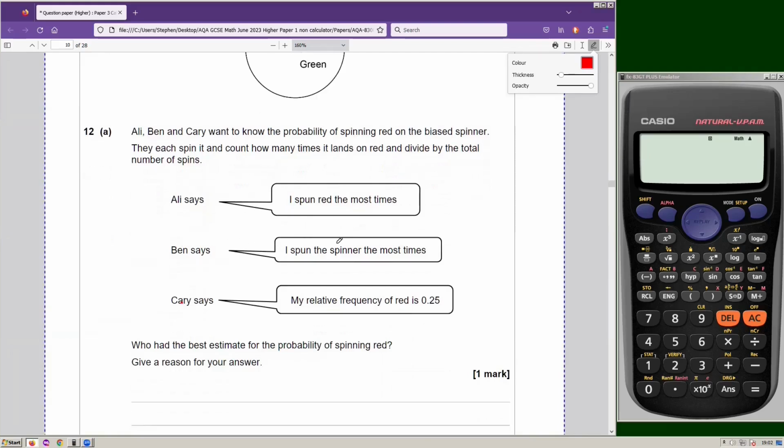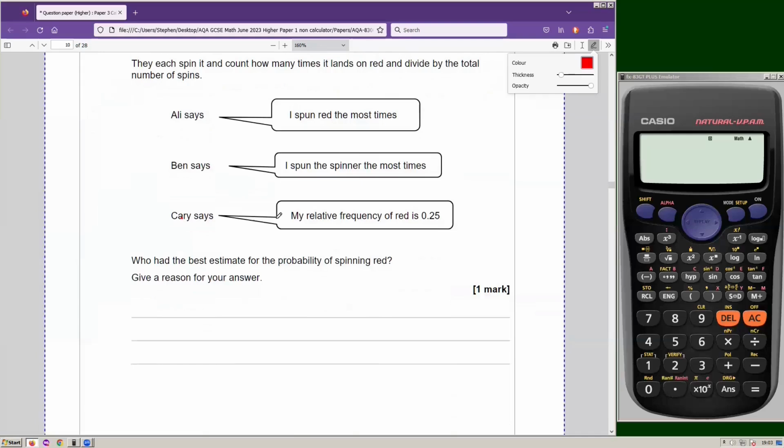Ben says, I spun the spinner the most times. Well, the more times you do something, the more accurate you're going to find any bias. Carrie says, my relative frequency of red is 0.25. Well, how does he know that? And how many spins did he do? I'm going to say it's Ben. I think that's right.